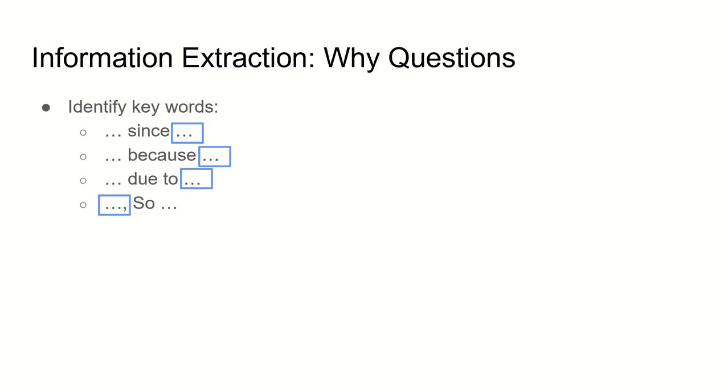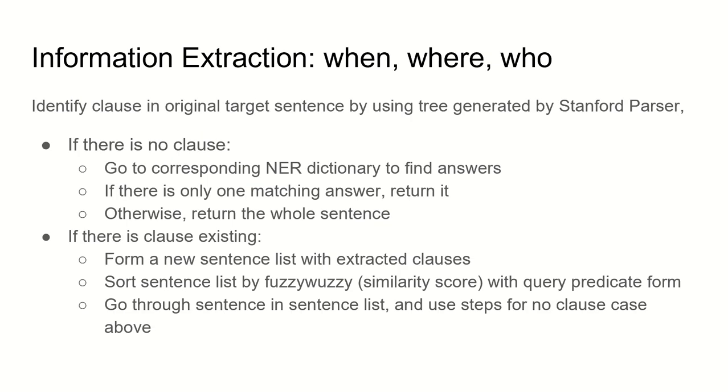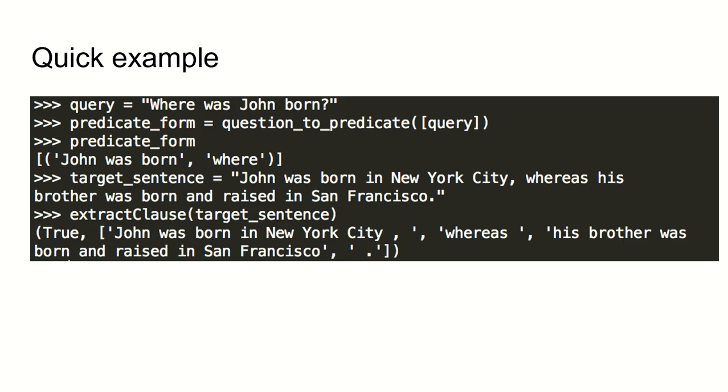To answer why questions, we look for these 4 keywords in the target sentence. We return the part of the sentence after the words since, because, and due to, but return the part before the word so. To answer when, where, and who questions, we try to separate the target sentence into clauses using the Stanford parser tree, and then go through the clauses until we find a word with its desired NER tag corresponding to the question type. Here's one brief example of our question answering flow.